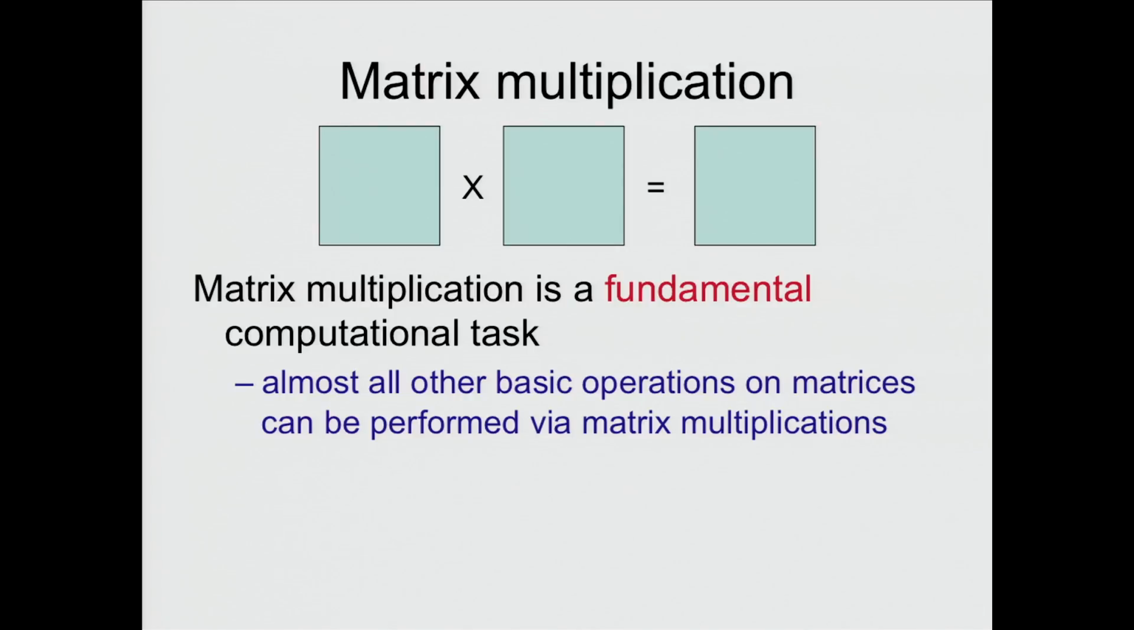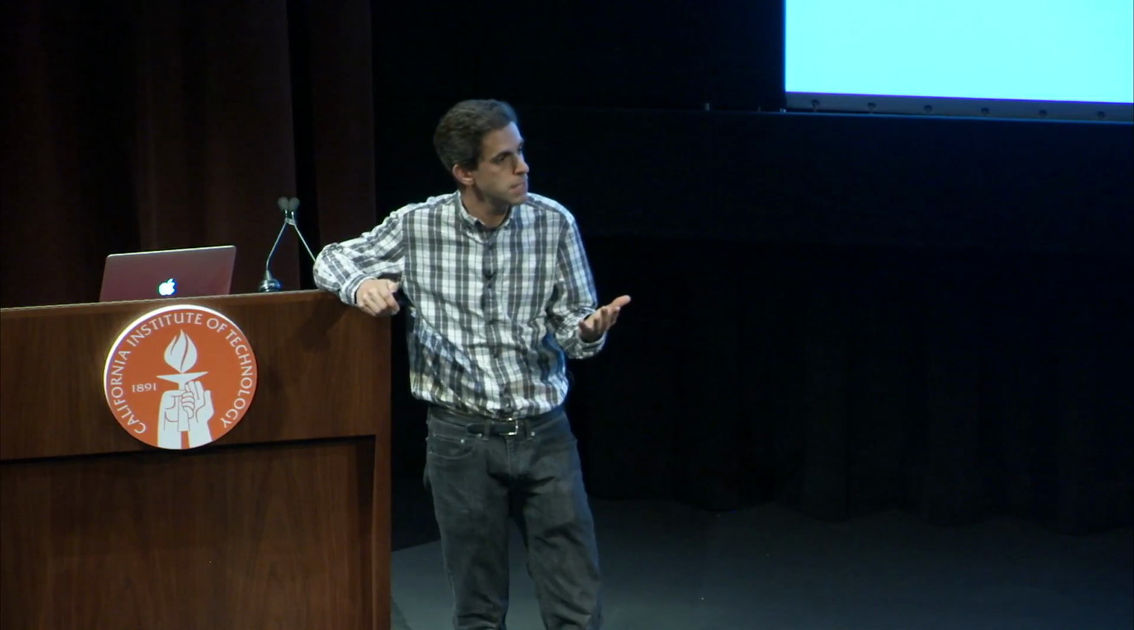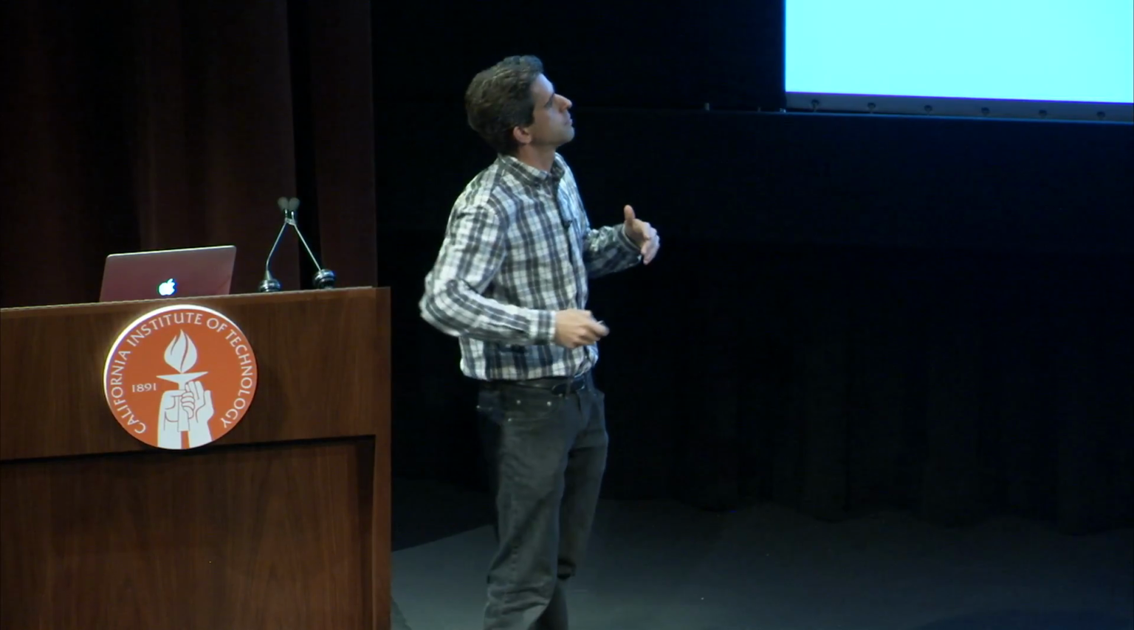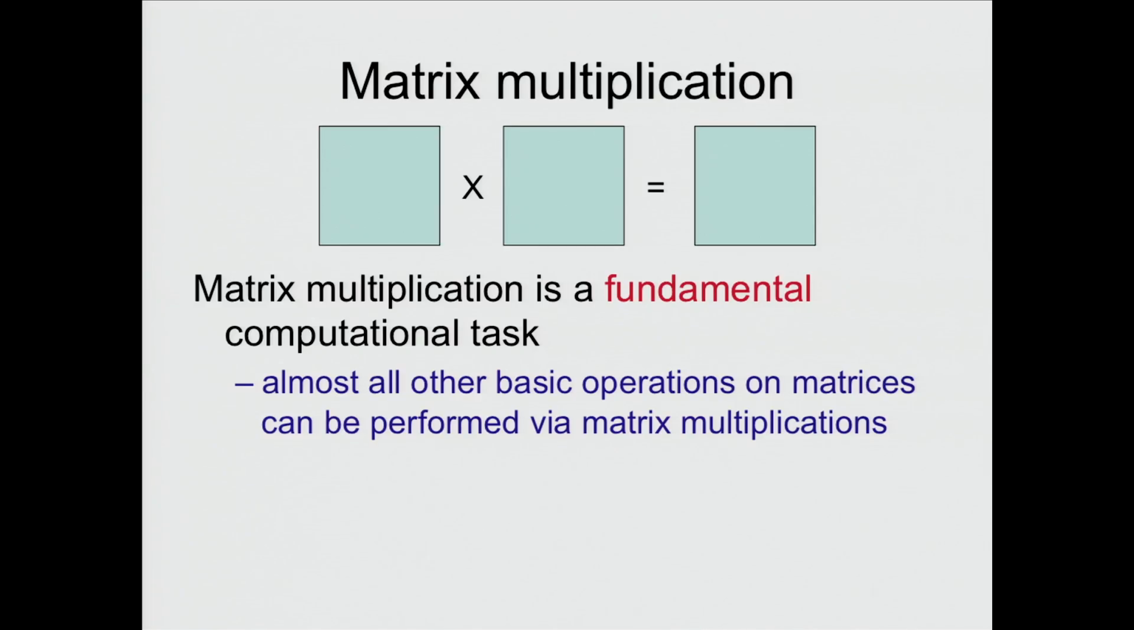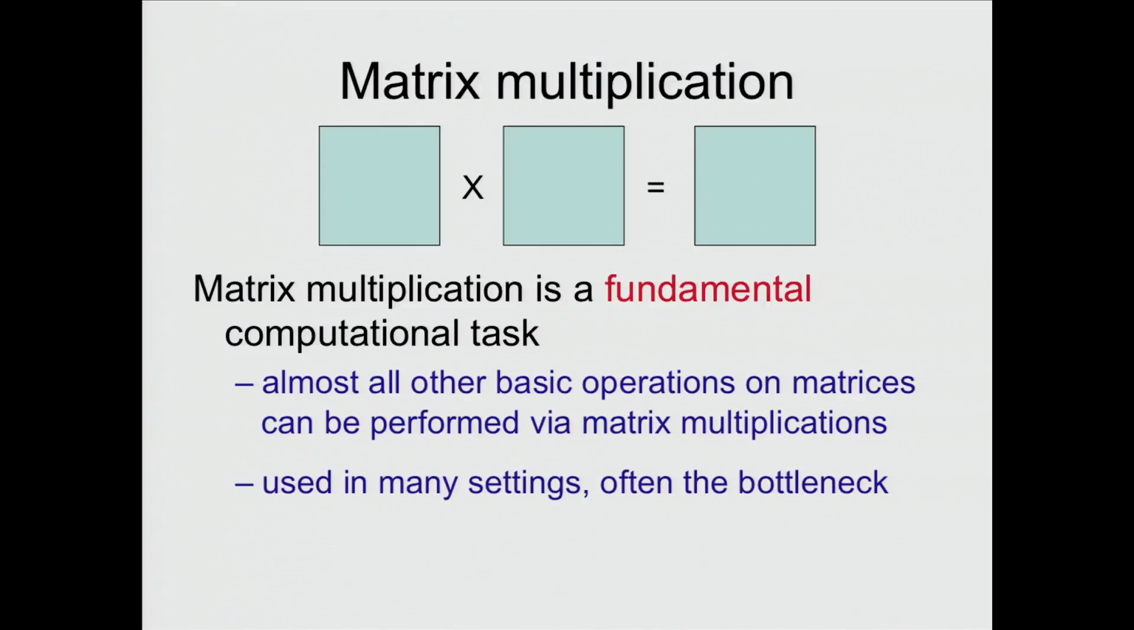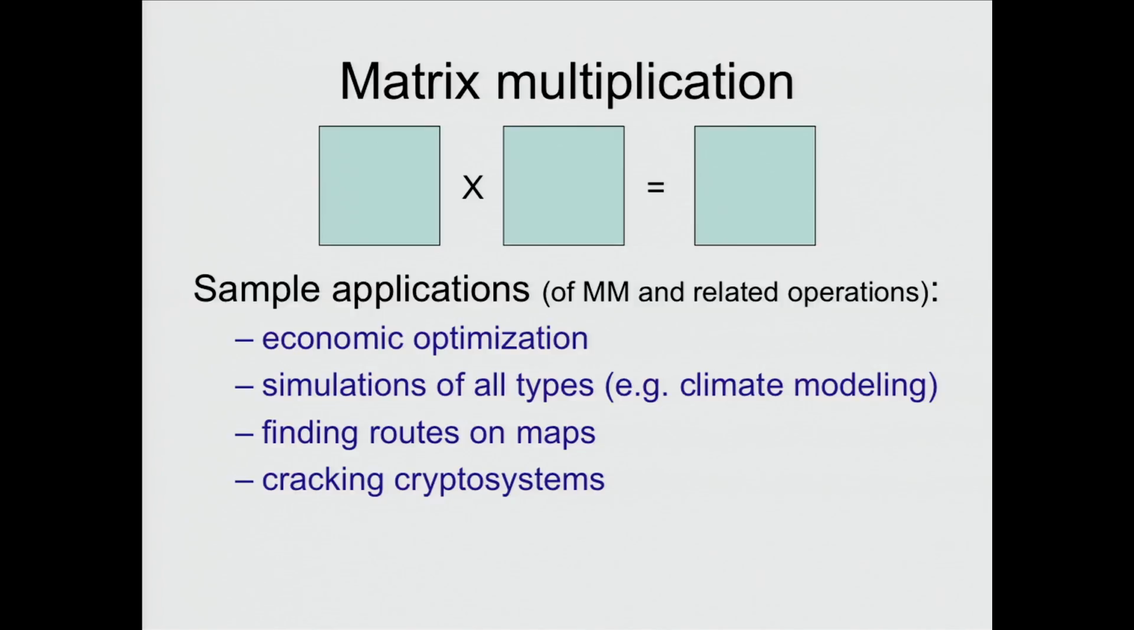Almost all the basic operations on matrices, if you know something about linear algebra, can be performed via matrix multiplication. So these are things like inverting a matrix, computing its determinant, computing various decompositions of matrices, solving systems of linear equations. Okay, so all of these things, which are basic problems you might want to solve in other settings, can be performed via matrix multiplication. And it's used in other settings. Often it's the bottleneck in how fast you can solve those problems. Connectivity is but one example. Okay, so this is an important problem.